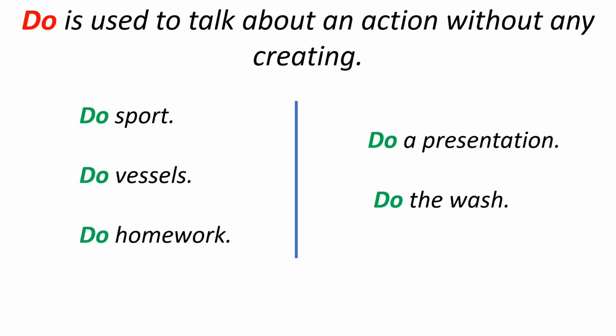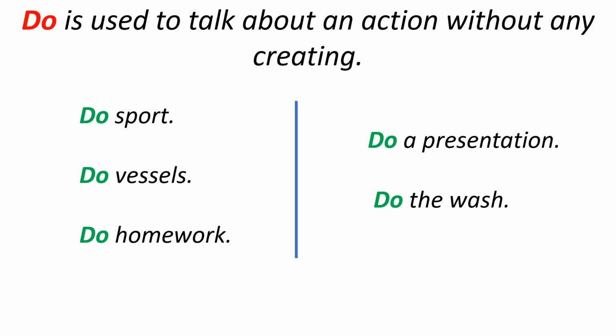Actually, in this expression, there are many sports. But doing sports, there are just specifically kinds of sports. Kinds of sport that don't have a ball, and there aren't any teams. For example, do yoga or do aerobics. But with football, basketball, volleyball, baseball, etc., we use the verb play. Clear?